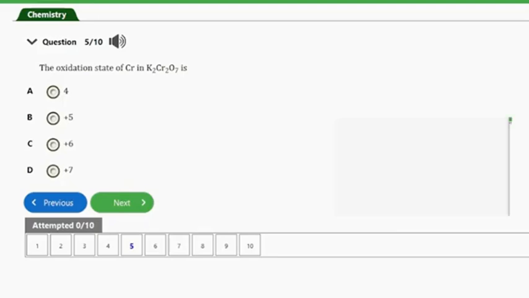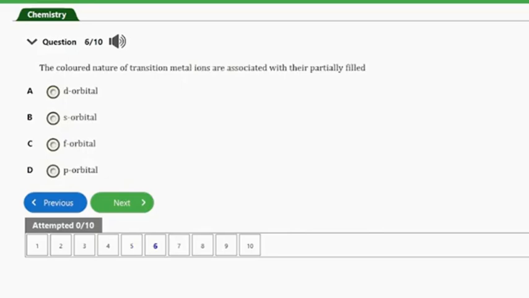So let's consider the next question. That's question number 6. It says, the colored nature of transition metal ions are associated with their partially filled A, D orbitals, B, S orbitals, C, F orbitals, D, P orbitals. So guys, the answer to this question is option A, and that's D orbitals.